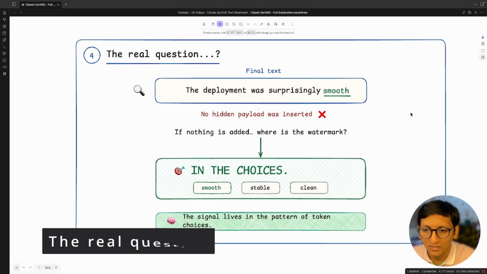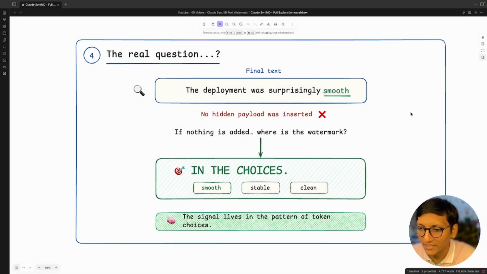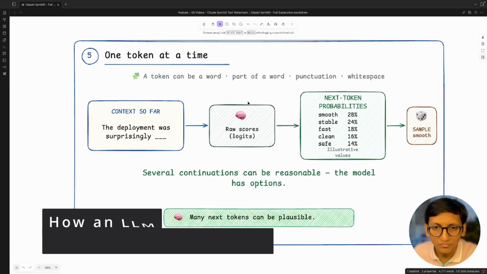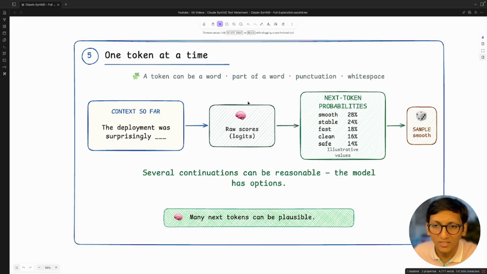So here is the real question. If nothing is being added to the text, where is the watermark? It's inside the choices for the token. To understand this concept very concretely, let us first understand the very basic need: how the LLM is choosing the next token. An LLM generates text one token at a time.